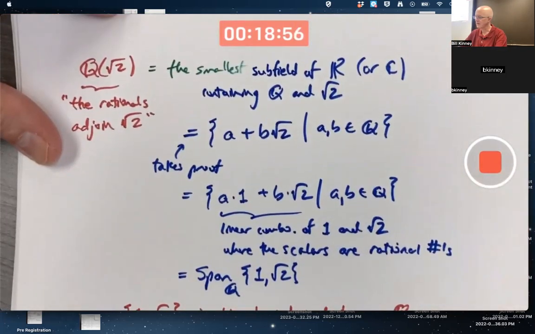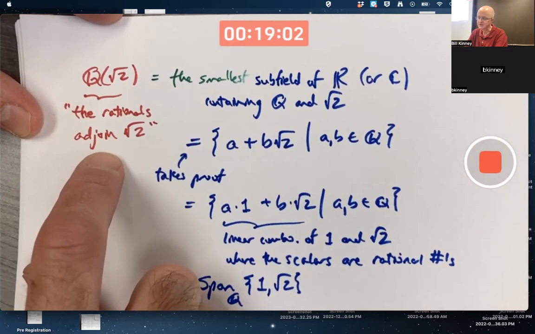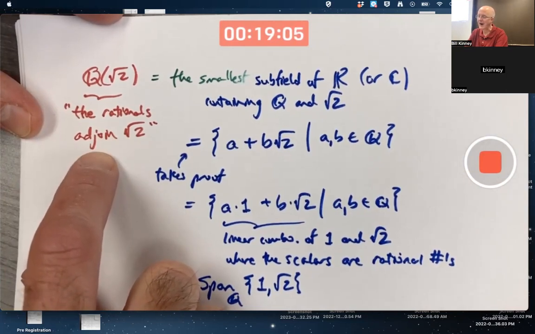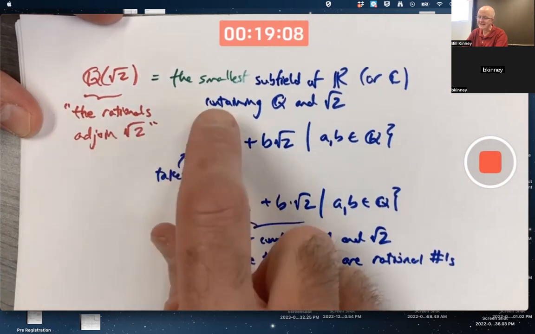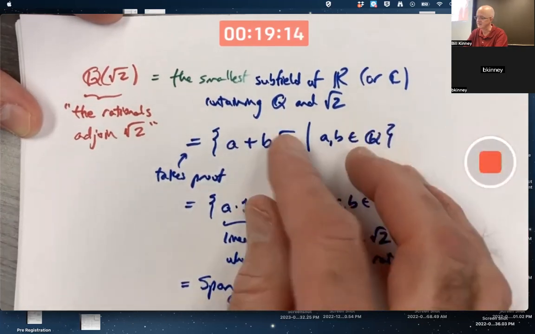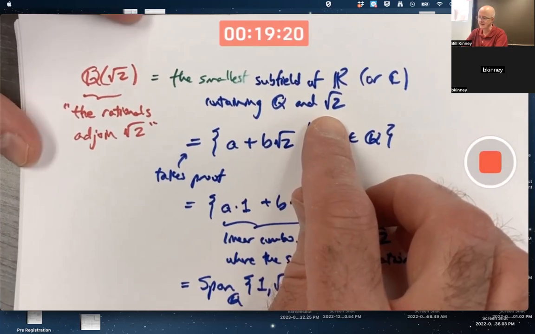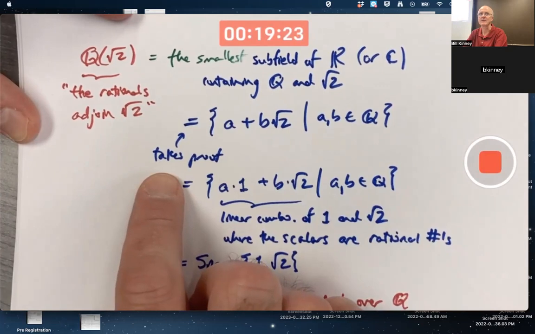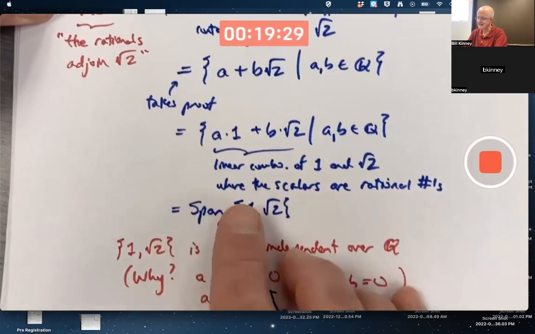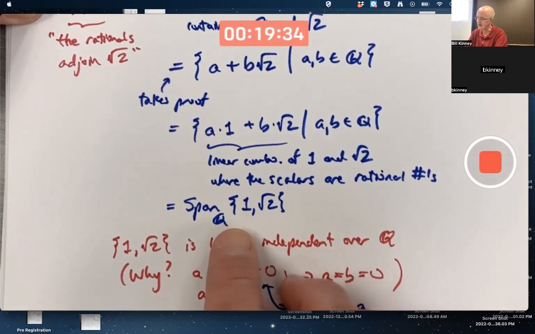So just again, summarizing what we've done today so far with this example. This is called Q adjoin square root of 2, or the rationals adjoin square root of 2. By definition, this first equality is the definition. This is the smallest subfield of the reals, for example, or the complex numbers, for example, containing all the rationals and also square root of 2. That's the definition. It equals this set, though that takes proof. I'm not proving it. For emphasis, that set could be thought of as the span of two numbers, 1 and square root of 2, where the scalars are rational numbers. It's the set of all linear combinations of those things.